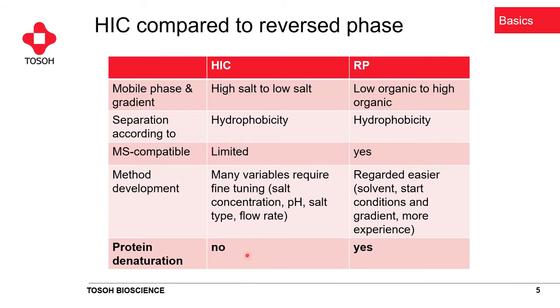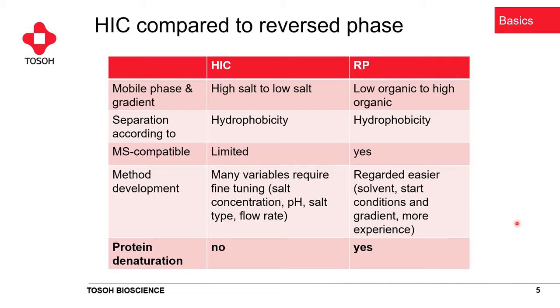This might not be 100% true as it's written here. There are indications that we might have a little unfolding on the column if we use hydrophobic interaction chromatography and expose our proteins to very high salt concentrations, but it's not as drastic as for reversed phase separations.